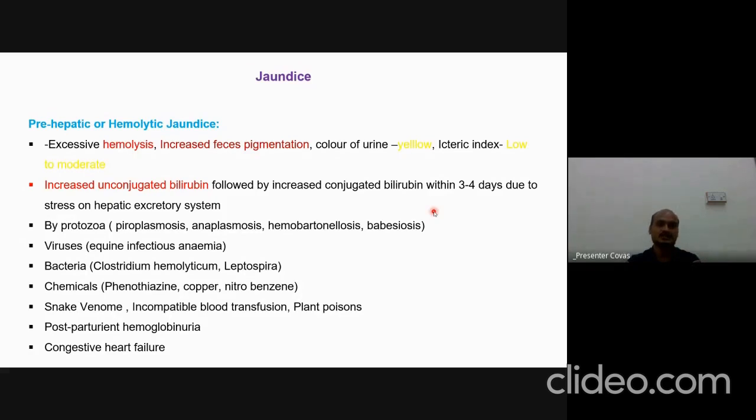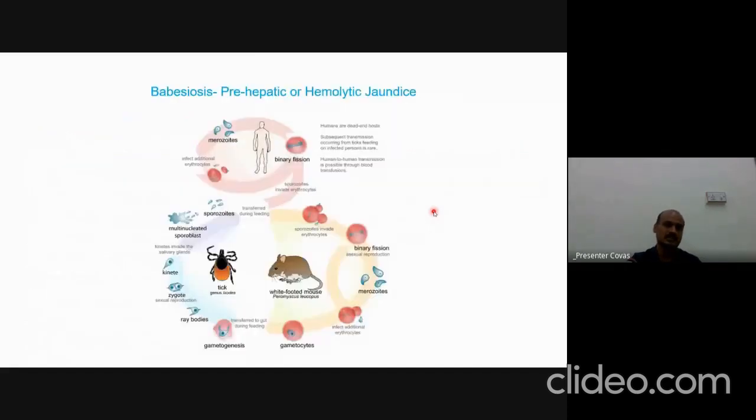It can be seen in protozoal infections: piroplasmosis, anaplasmosis, hemobartonellosis, babesiosis. If the animal has equine infectious anemia, Clostridium haemolyticum infection, leptospira, or chemicals like phenothiazine, copper, nitrobenzene. If snake venom is there, a snake bite. Incompatible blood transfusion also leads to hemolytic anemia. We all know plant poisons, post-parturient hemoglobinuria, and congestive heart failure will be there. So we see here babesiosis.